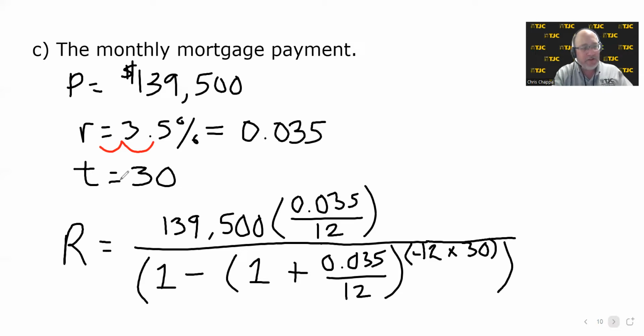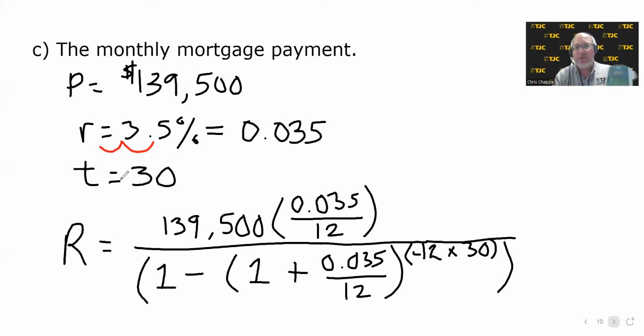Get my calculator cleared out here. There we go. Okay, 139,500 times, open parentheses, 0.035 divided by 12, close parentheses, divided by, for the big fraction bar, now I'm in the denominator, open parentheses, 1 minus, open parentheses, 1 plus 0.035 divided by 12, close parentheses, exponent button.